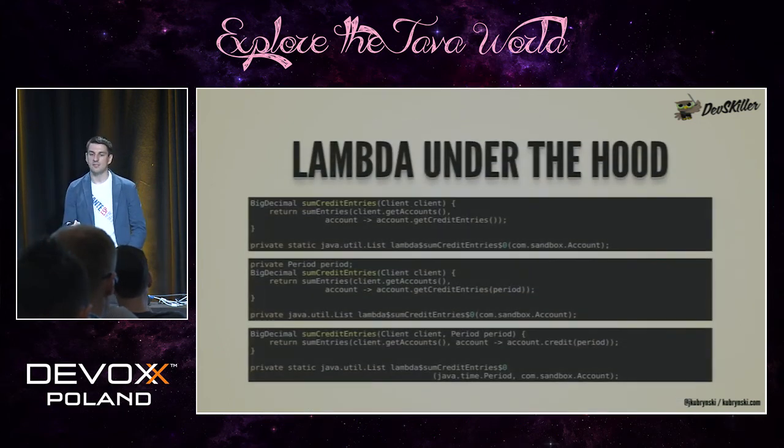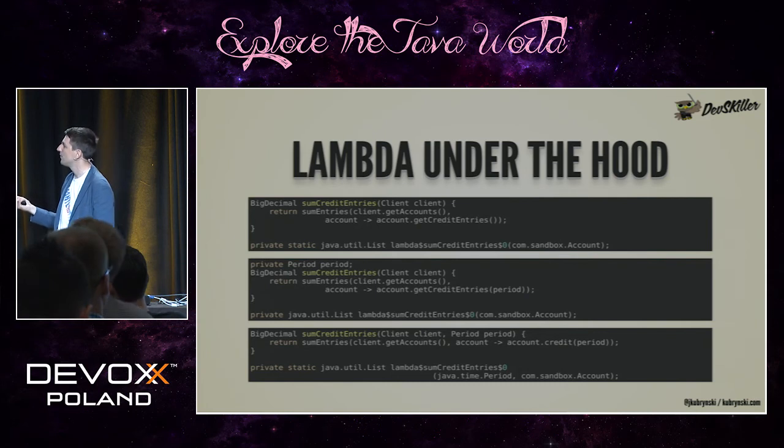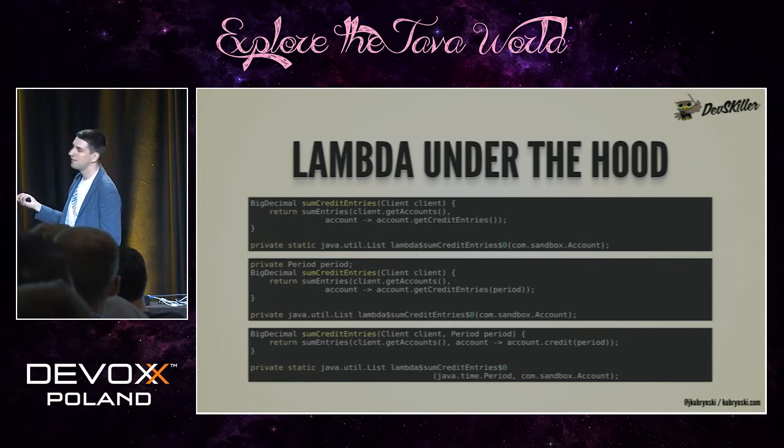And how does it look under the hood? When you take a look at the code generated by javac, when you have something like this, account.getCreditEntries, we have a static method generated which is called lambda$sumCreditEntries$0, which means it's a lambda inside the method called sumCreditEntries, and it's the first lambda.